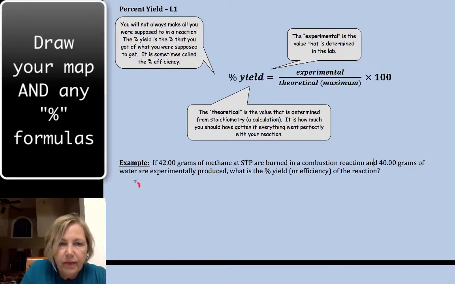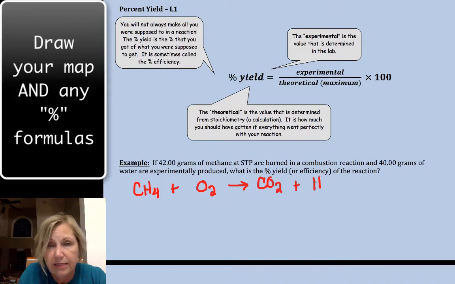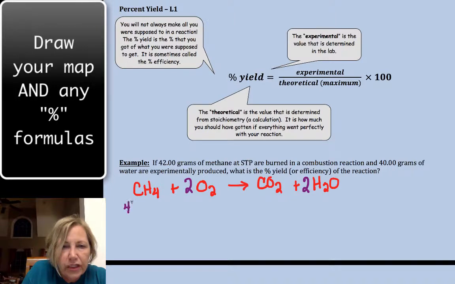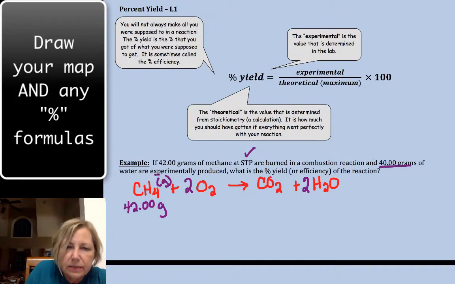So I have methane gas, CH4, burned in oxygen. We assume complete combustion unless you're told otherwise. Incomplete combustion makes carbon monoxide. We're going to be dealing with carbon dioxide, again, unless you're told otherwise. And when you balance this, it's a 2, a 1, and a 2. So we have 42.00 grams of methane at STP. Okay, now then it tells me that 40 grams are experimentally produced. What is the percent yield?